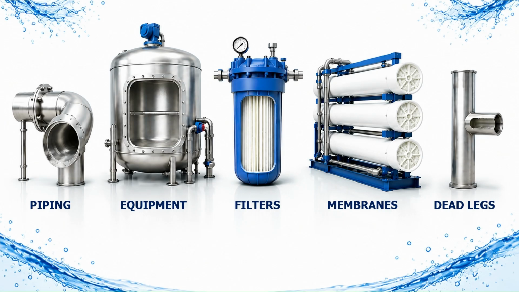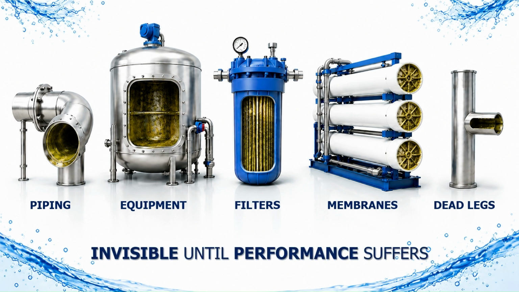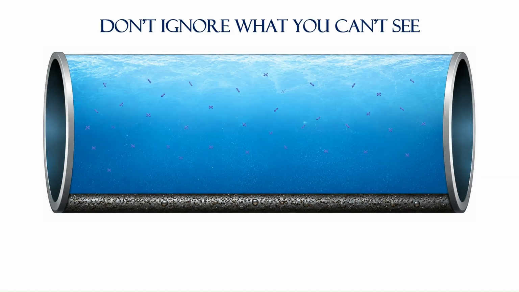This is what you expect your systems to look like. Clean equipment, clean surfaces. No obvious problems, but appearances can be deceiving. Biofilm develops on every wet surface in a water treatment system, including piping, equipment, filters, membranes, and dead legs. These areas are often hidden from view, making biofilm easy to overlook and difficult to recognize.